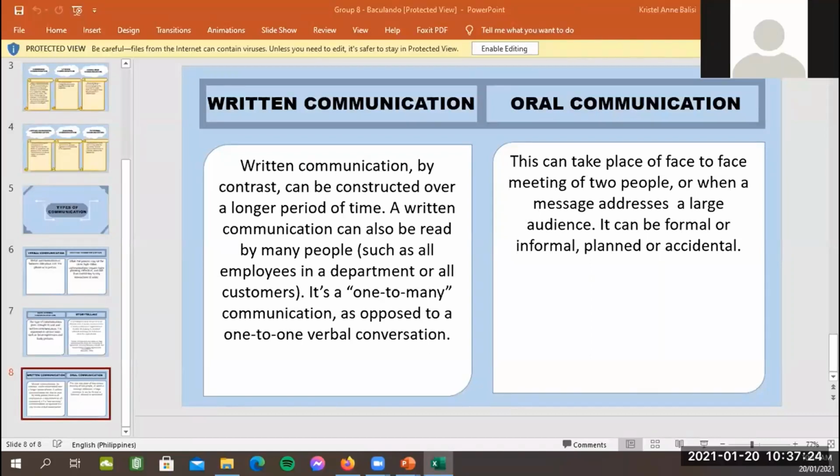Examples of oral communication within an organization include staff meetings, business meetings, and other face-to-face meetings, personal discussions, presentations such as speeches, lectures, and conferences, teleconferences or video conferences, and interviews.